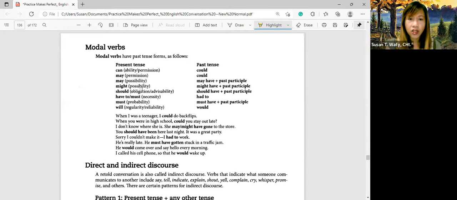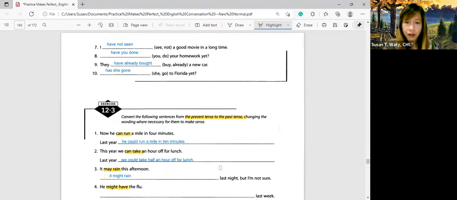When you change into past tense, you're going to use might have plus the past participle. So might turns into might have plus past participle. That's the formula for that. Let me go back to that exercise.